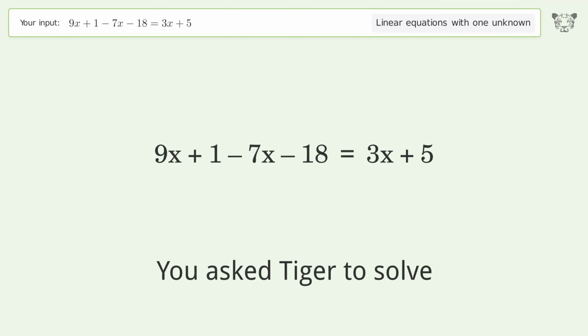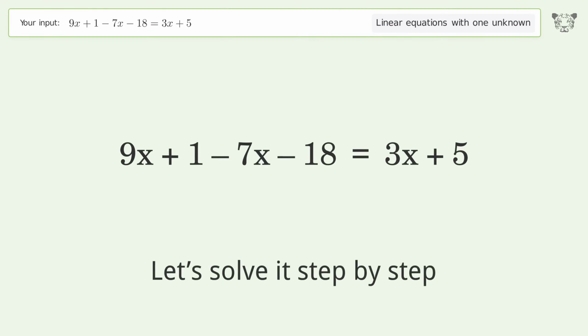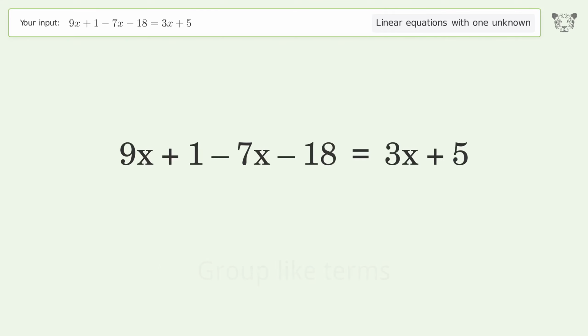You ask Tiger to solve. This deals with linear equations with one unknown. The final result is x equals -22. Let's solve it step by step. Simplify the expression. Group like terms.